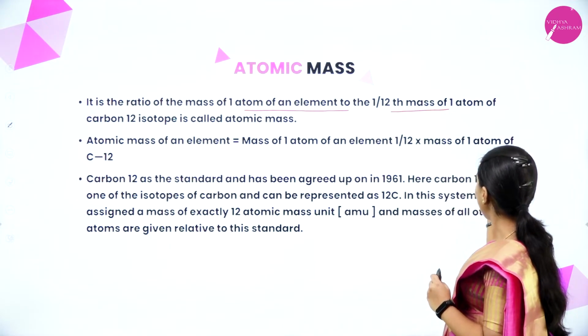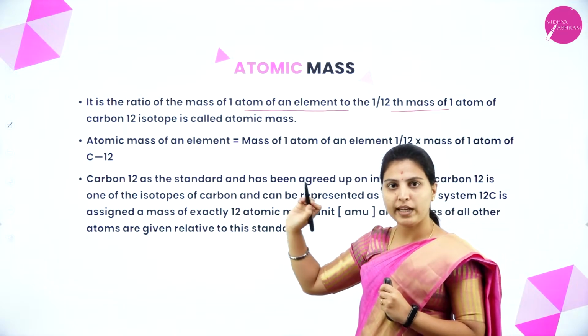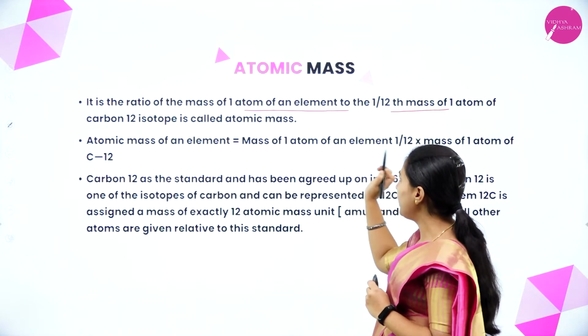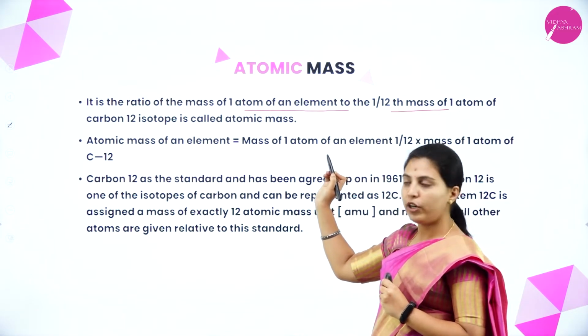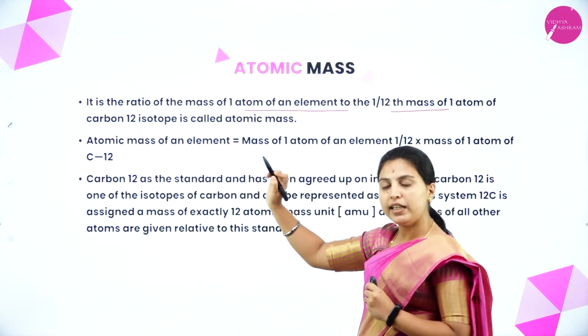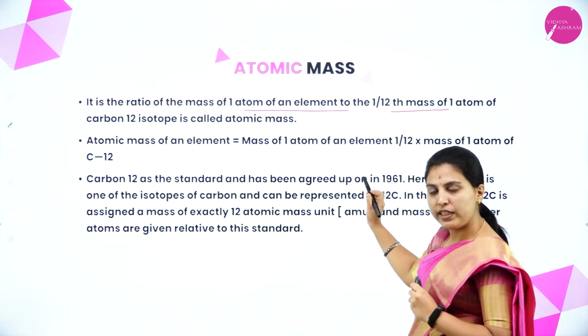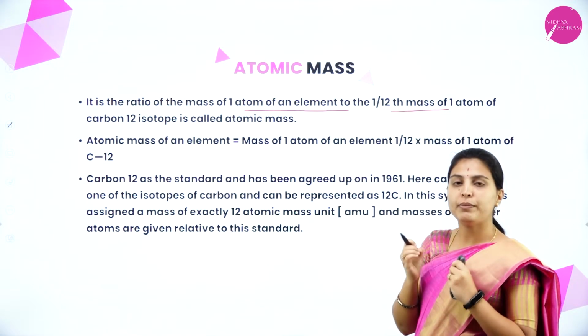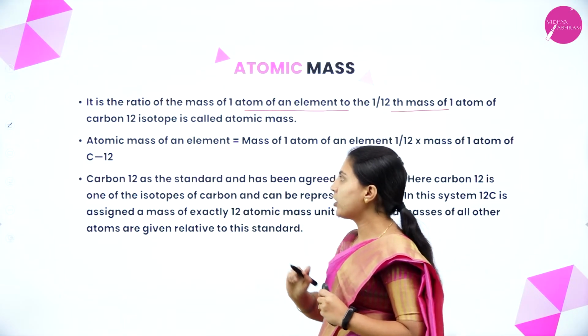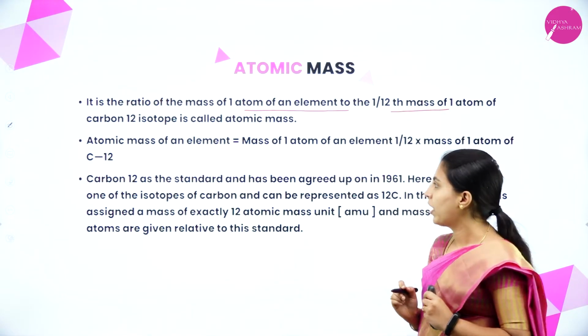See here, the mass of one atom of the element is on one side. Whatever element you are looking at, you have to take that element's mass and relate it to 1/12th of the carbon-12 isotope. If you combine both, you will get the atomic mass of the element.